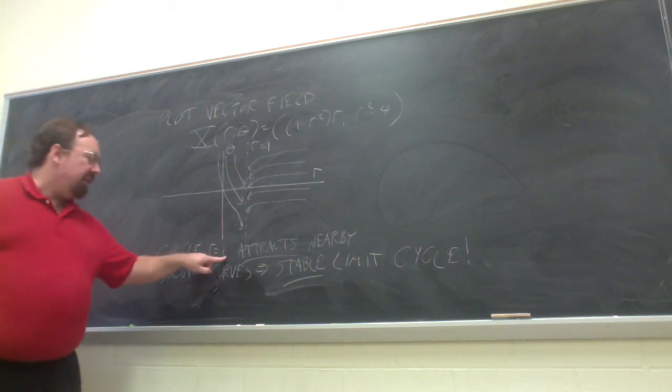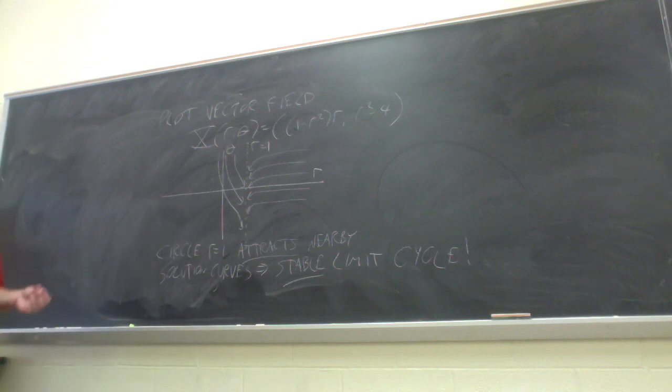Now, I should mention, though, it's possible for a system to have a limit cycle that is not a circle. In this case, we were able to convert the system to polar coordinates and then look for fixed points in R, and that is a good way to find circular limit cycles. But if a system has a limit cycle that's some other kind of curve, you might have a hard time finding it. Really, the best thing to do is, if you think you might have a limit cycle, go ahead and plot the vector field, whether it's in Cartesian or polar coordinates, and then just inspect it.